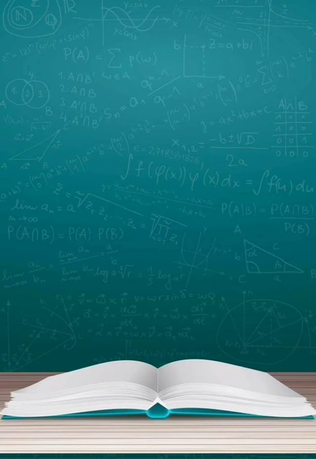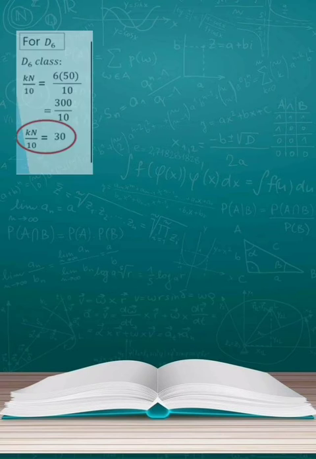Calculate decile for group data. 6th decile class: k multiplied by n all over 10 is equal to 6 multiplied by 50 all over 10 is equal to 300 divided by 10. Therefore, 6th decile class is equal to 30.